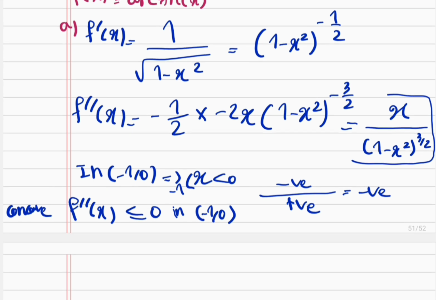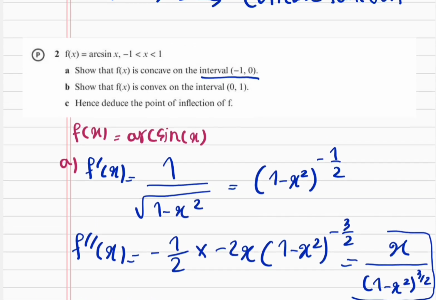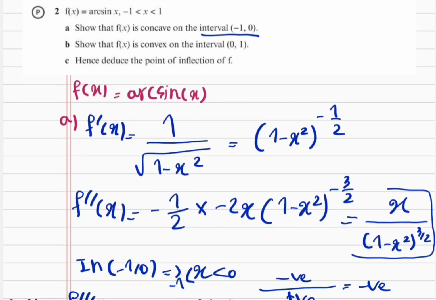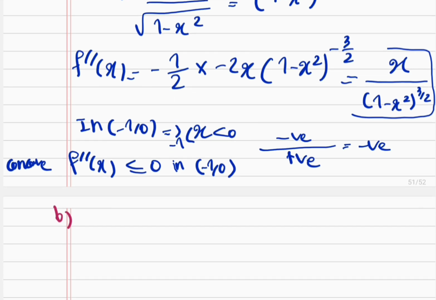Okay, now we can do part B. So in part B, we need to show that the function is convex on the interval 0, 1. So the interval this time is x between 0 and 1. So again, it's just all about analyzing the behavior of the function in this interval.